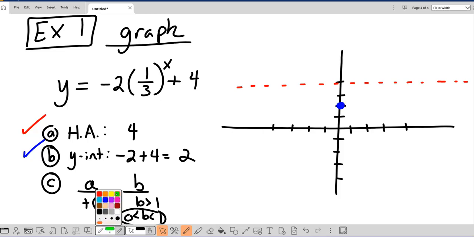And then finally, we had the shape. We noticed that A was negative, B was between 0 and 1, and we looked at our little chart we had, and that meant that it was flat on the right and down on the left. So that would be my final sketch there of what that graph would look like approximately.